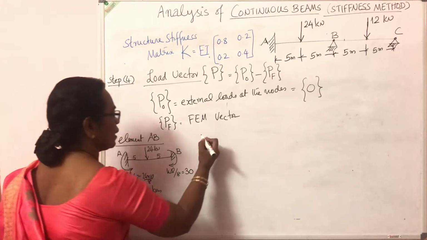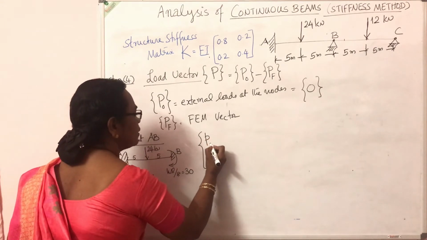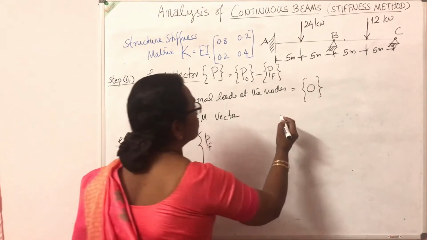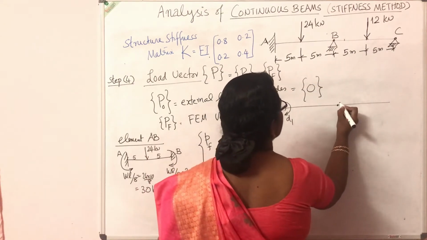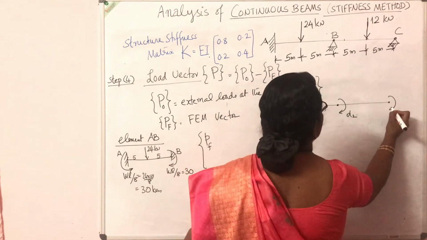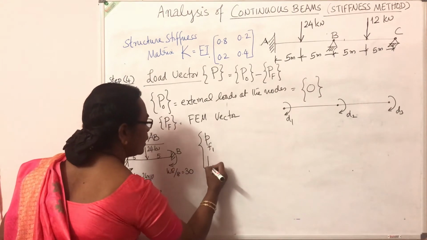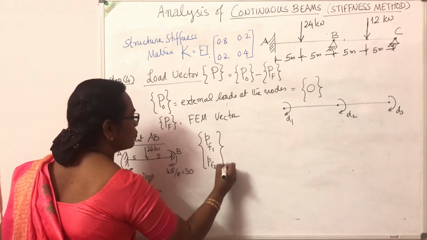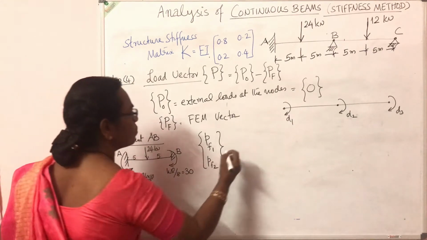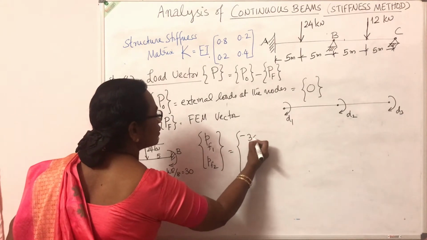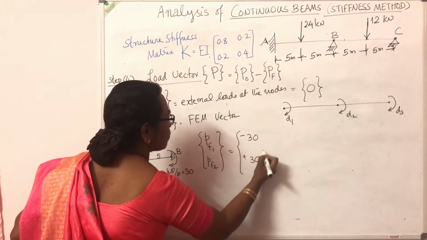So I can write for the element AB, the fixed end moment vector for the element, I write small p suffix f, corresponding to the coordinate directions. We have marked at A it is D1, at B the coordinate is D2, here it is D3. So corresponding to coordinate direction 1 and coordinate direction 2 for this element. So this element coordinates are 1 and 2. Corresponding to 1 it is 30 kilonewton meter, but it is minus, anti-clockwise. This is clockwise direction. Corresponding to 2 it is plus 30.